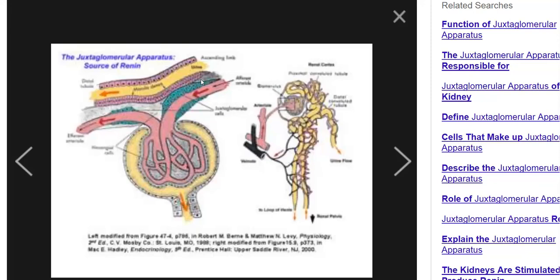Then between these, and it's a little hard to see in this picture, there are the extraglomerular mesangial cells. Those cells allow the macula densa and the granular cells to communicate with each other. So if the macula densa, which are chemoreceptors, pick up that there's too much sodium, they trigger the granular cells via the extraglomerular mesangial cells to release renin.